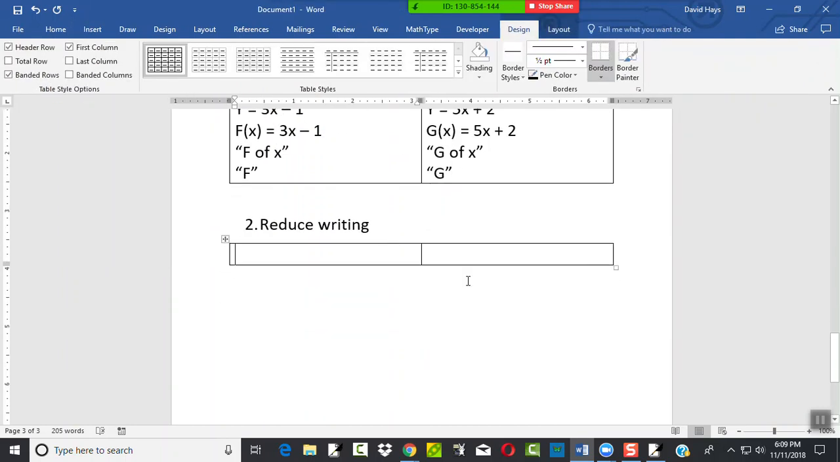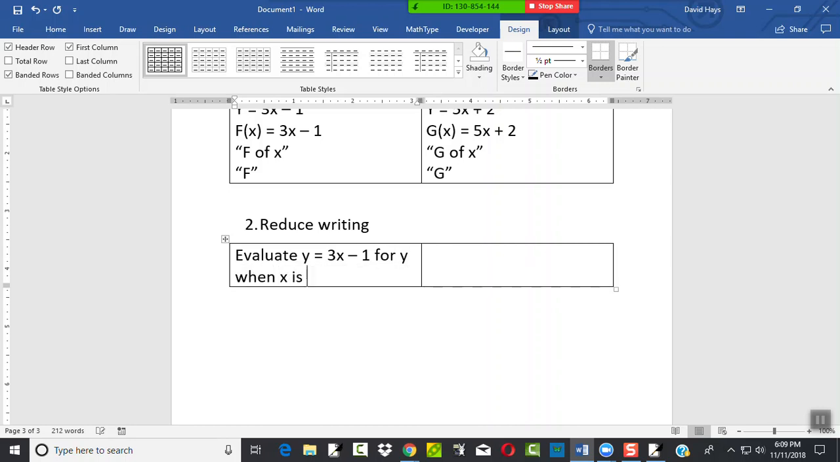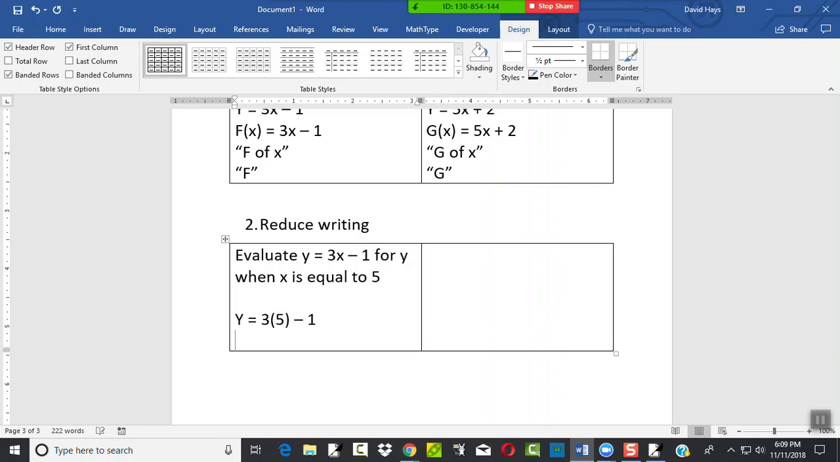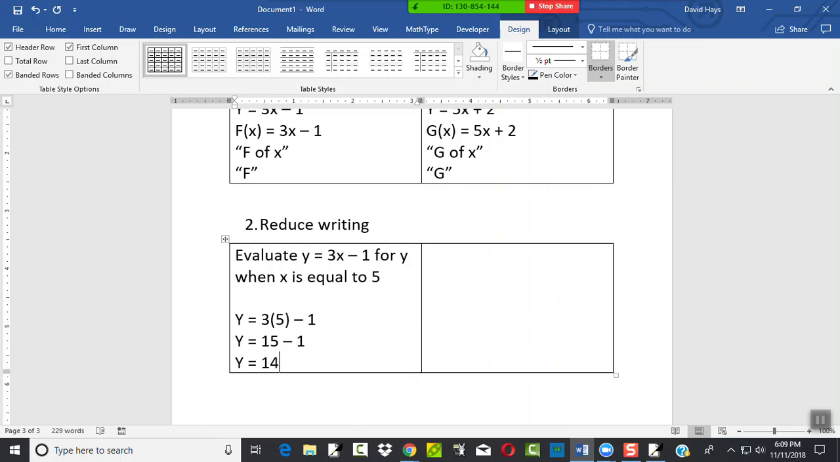There's problems you'd see that look like this. It says evaluate y is equal to 3x minus 1 for y when x is equal to 5. Now what you do here is you got y is equal to 3, and then you plug 5 in for the x, minus 1. This is evaluating. 3 times 5 is 15 minus 1, or y is equal to 14.